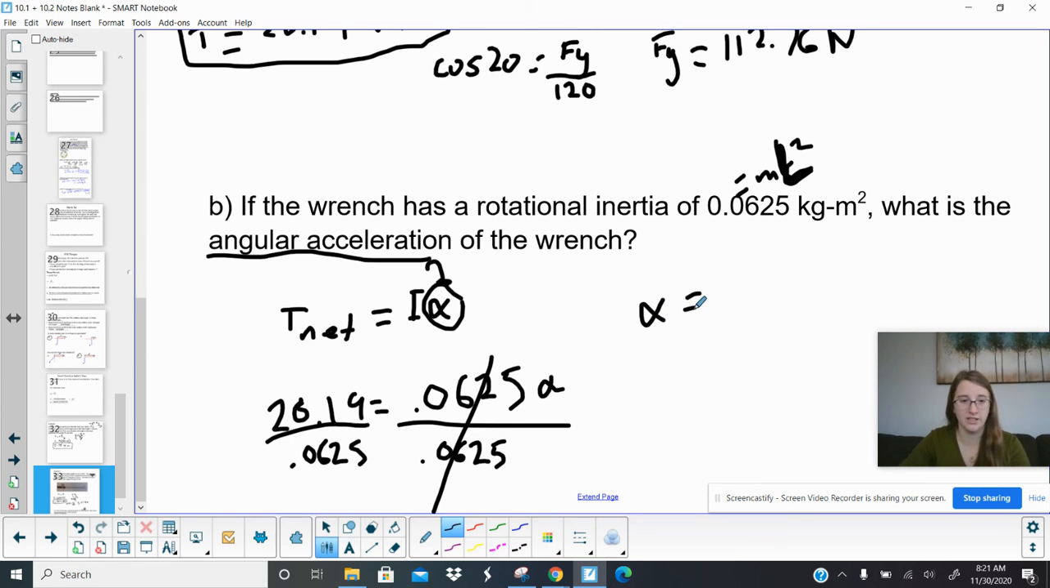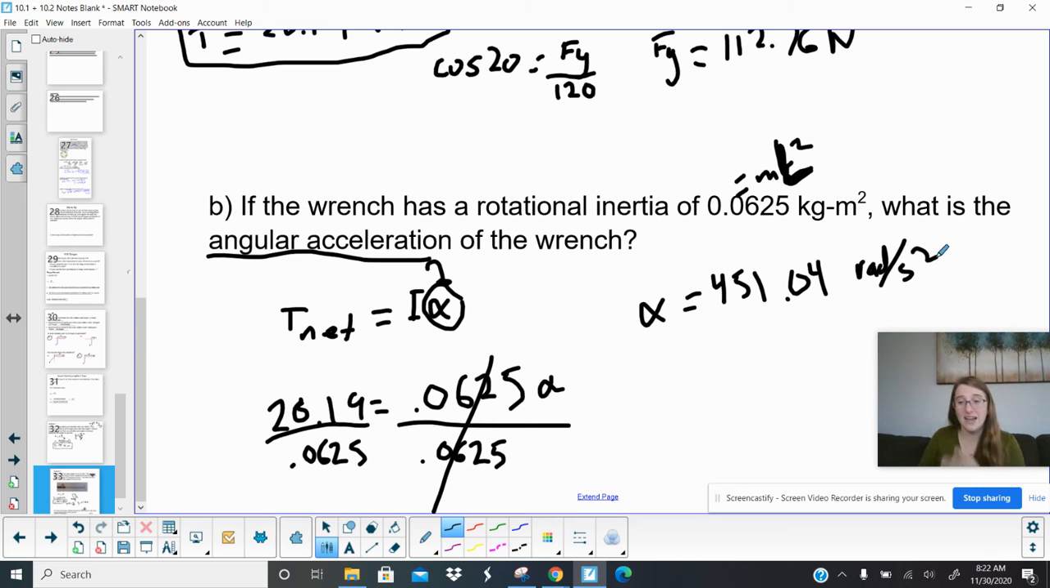We just have to plug this into our calculator. We have 28.19 divided by 0.0625. We have 451.04. This is again going to be radians per second squared.